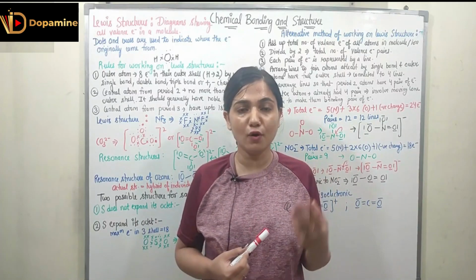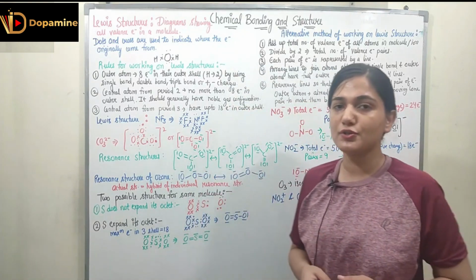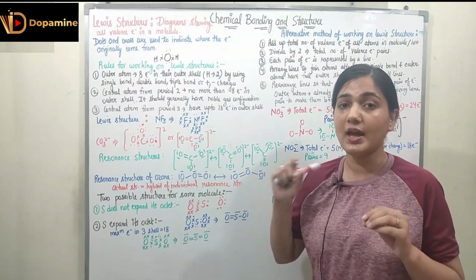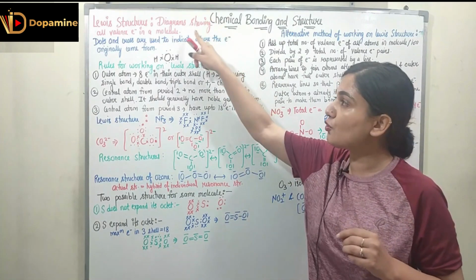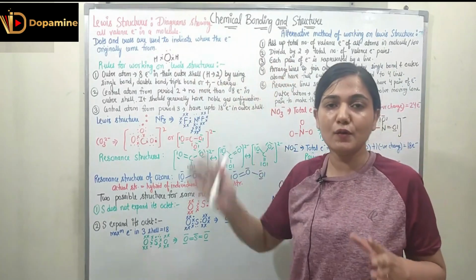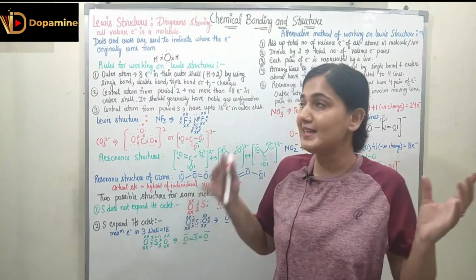We are discussing Unit 4, Chemical Bonding and Structure. In this video, we are going to discuss the Lewis structure. First of all, we should know what the Lewis structure is. It is a diagram showing all valence electrons in a given molecule. Instead of just showing the bonds between the two atoms, we are showing all of the valence electrons.